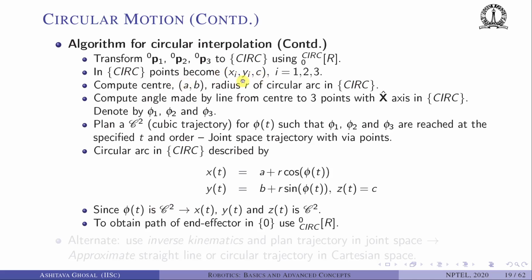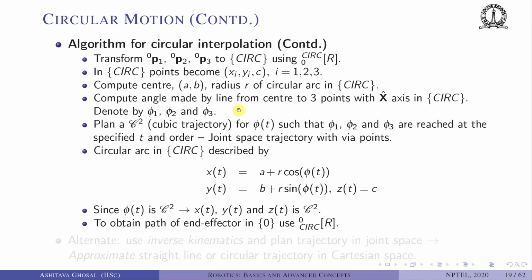So now from these points xi, yi, ci, we can compute a and b, which is the center of the circular arc, and r, which is the radius of the circular arc. Okay, how can we do it? There are many ways. One is you connect x1, y1, x2, y2, x3, y3, draw the straight lines, and find the perpendicular bisector of these two segments. Wherever they meet, that is the center of the circular arc. And then the radius is from the center to any one of the points.